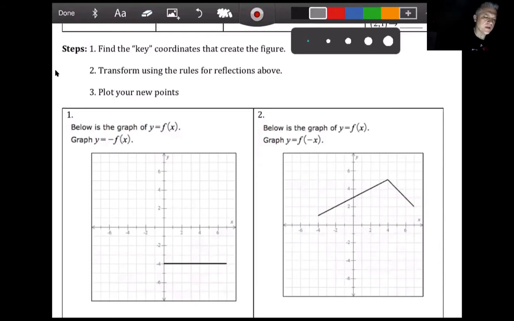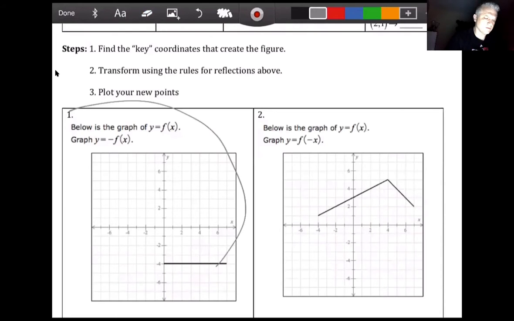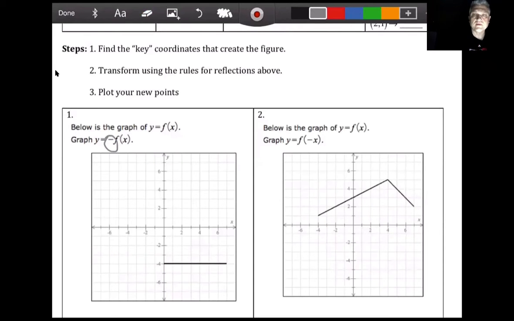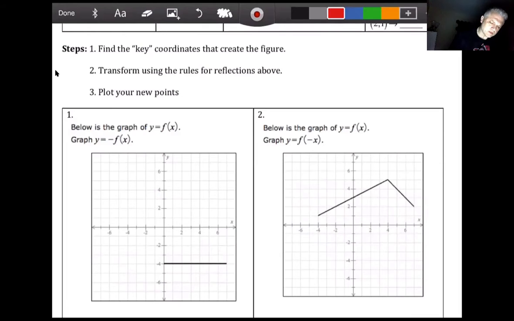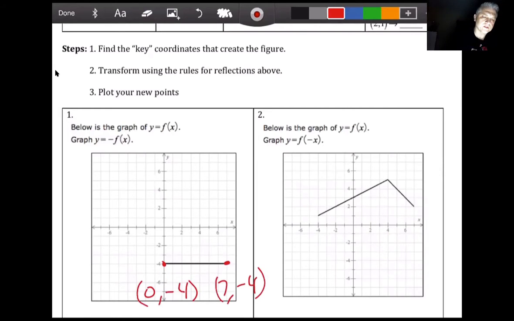Below is the graph of y equals f of x, right here. Graph y equals, and then we have a negative outside of the f of x. Step 1, find the key coordinates. Here I would say the key coordinates are the endpoints. Those endpoints are at 0, -4 and at 7, -4. 0, -4 is this one, 7, -4 is this one. So we have our key coordinates.